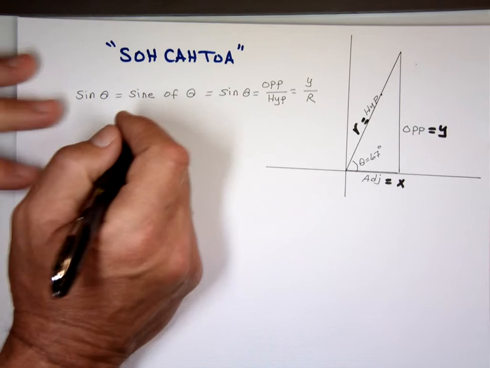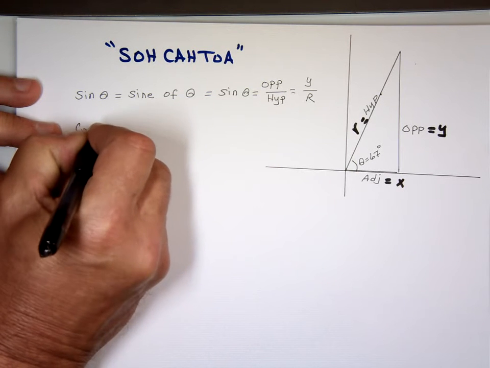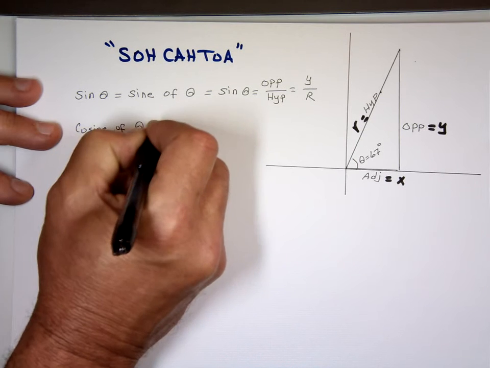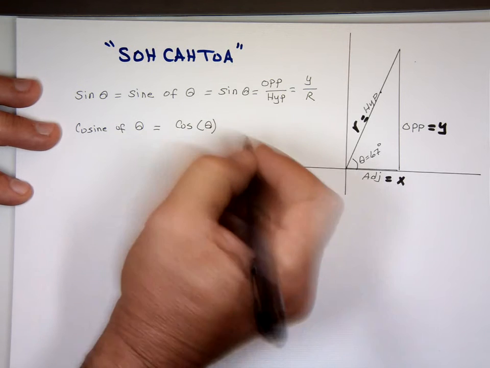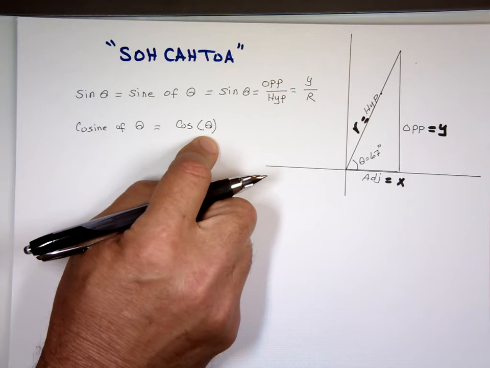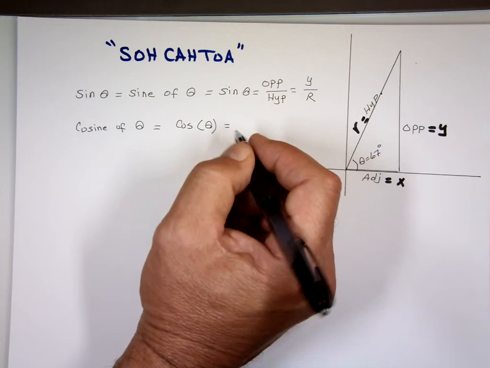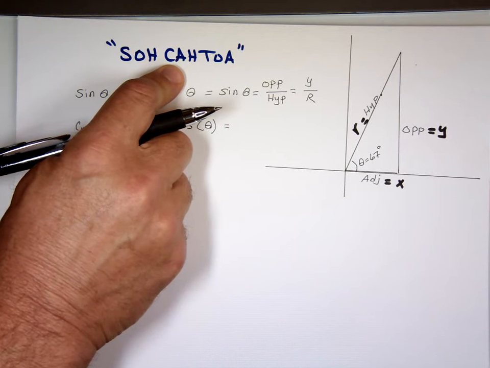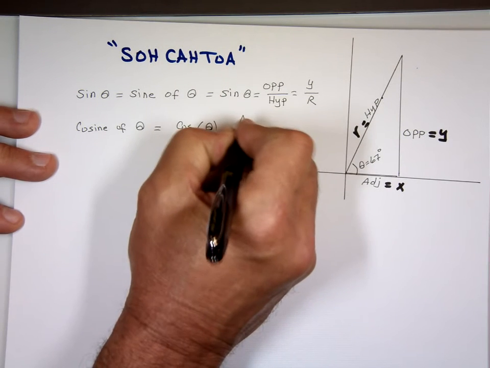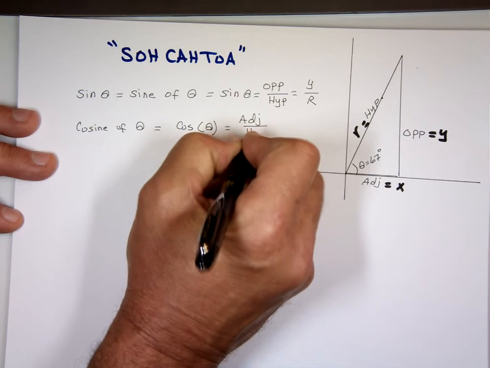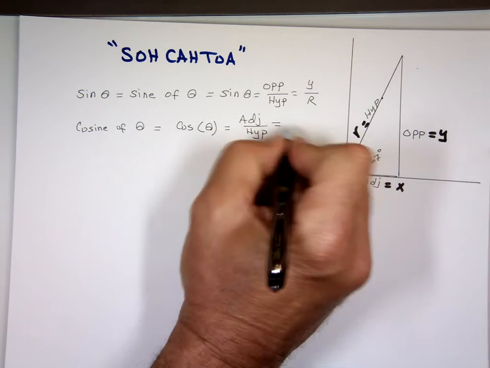The next one, the cosine of theta. And we write that cosine theta. It doesn't matter if you use parentheses or not. Sometimes I put parentheses for the angle, and sometimes I don't. I'm not sure why I do that, but it really doesn't matter. C for cosine, CAH is what? Adjacent over the hypotenuse. So that's what? X over R.